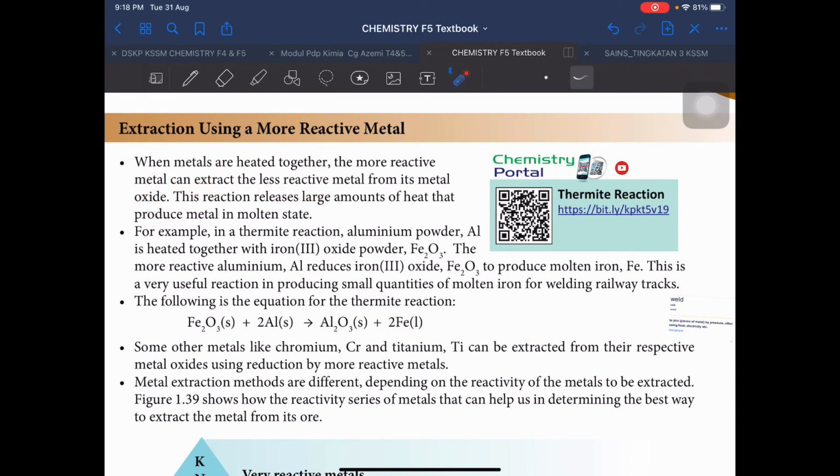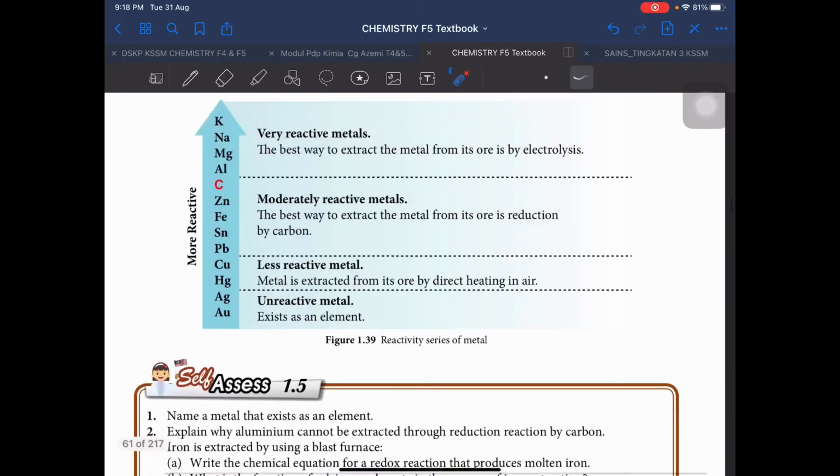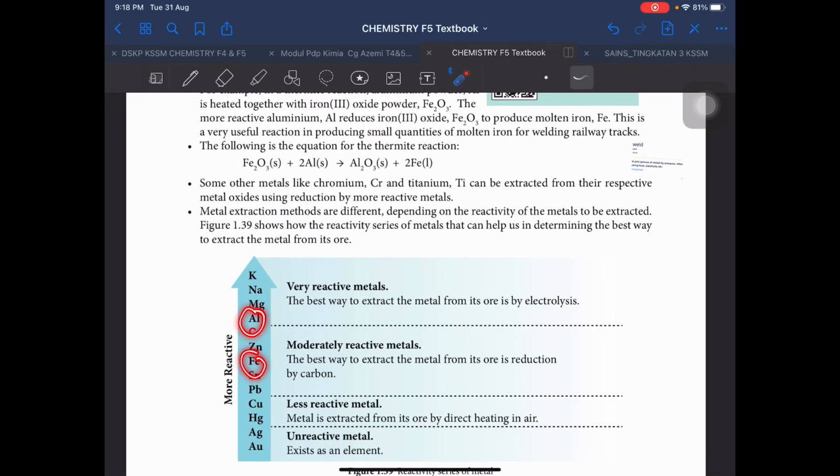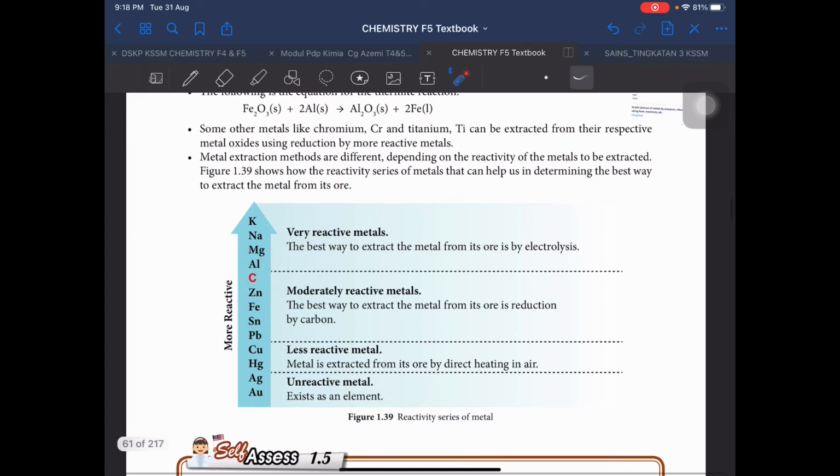Okay, apa maksudnya? Begini. Ini aluminium. Ini iron 2 oxide. Okay, let us look at the reactivity series here. Aluminium berada di atas ferrum, kan? Okay, aluminium is located above the iron in the reactivity series of metal.